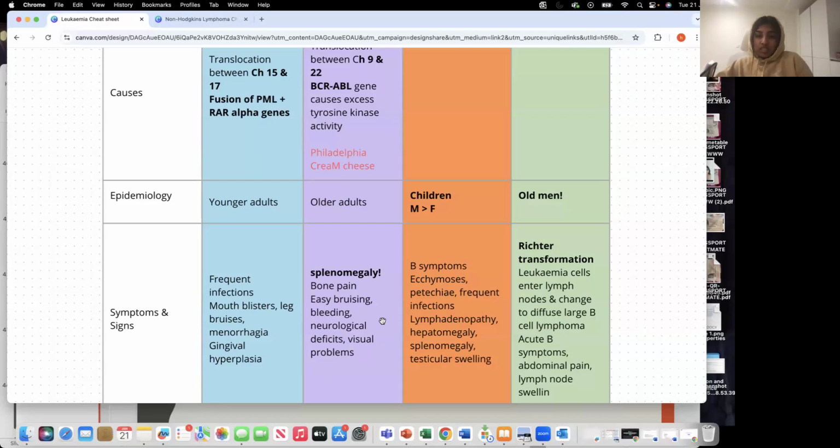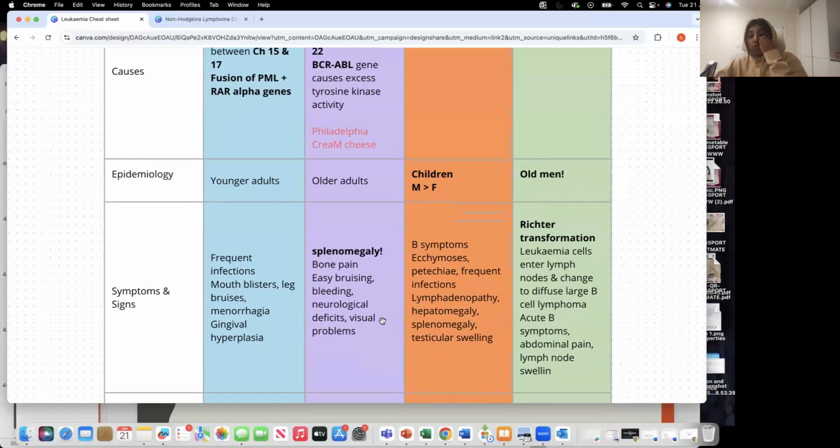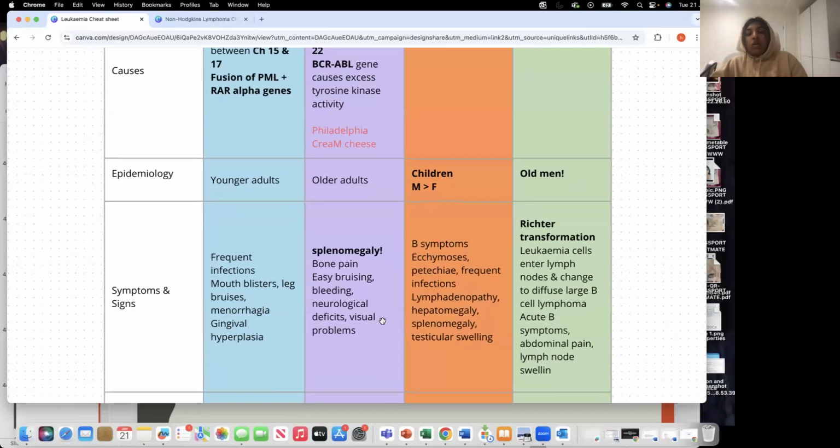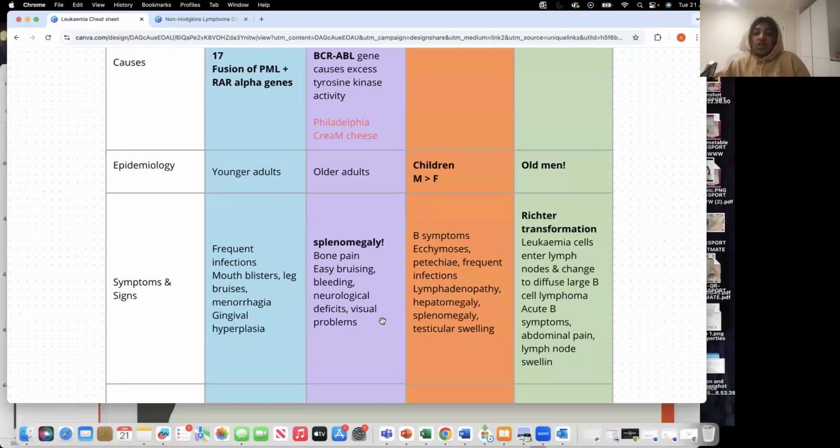And then in CLL, you'll see something called the Richter transformation, which I'll talk about in more detail. The Richter transformation is when your leukemia cells enter the lymph node and change to diffuse large B cell lymphoma. Whatever that means. But if you hear of a Richter transformation in the stem, it's CLL. Acute B symptoms, abdominal pain, lymph node swelling, that's CLL.